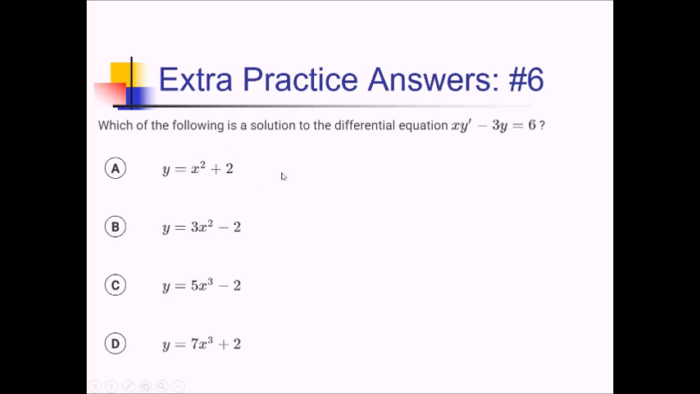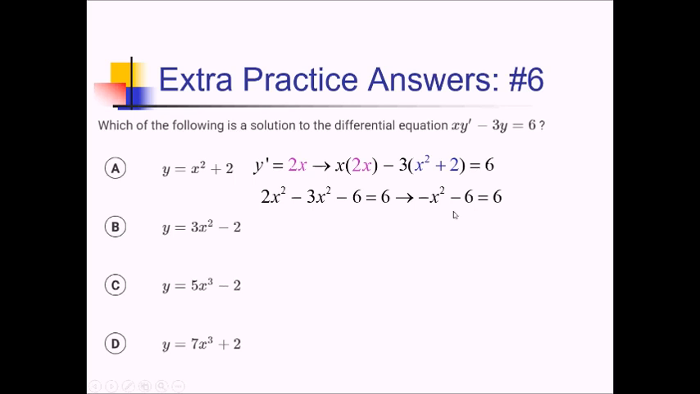y prime on that is just going to be 2x. So plugging y and y prime into this differential equation, I've got x times 2x, because that's what we just said y prime was, minus 3 times y, so that's 3 times x squared plus 2, and all that should equal 6. Now let me do a little algebra and see if this actually works out. So we have 2x squared minus 3x squared minus 6. And doing a little simplifying, I have negative x squared minus 6 equals 6.